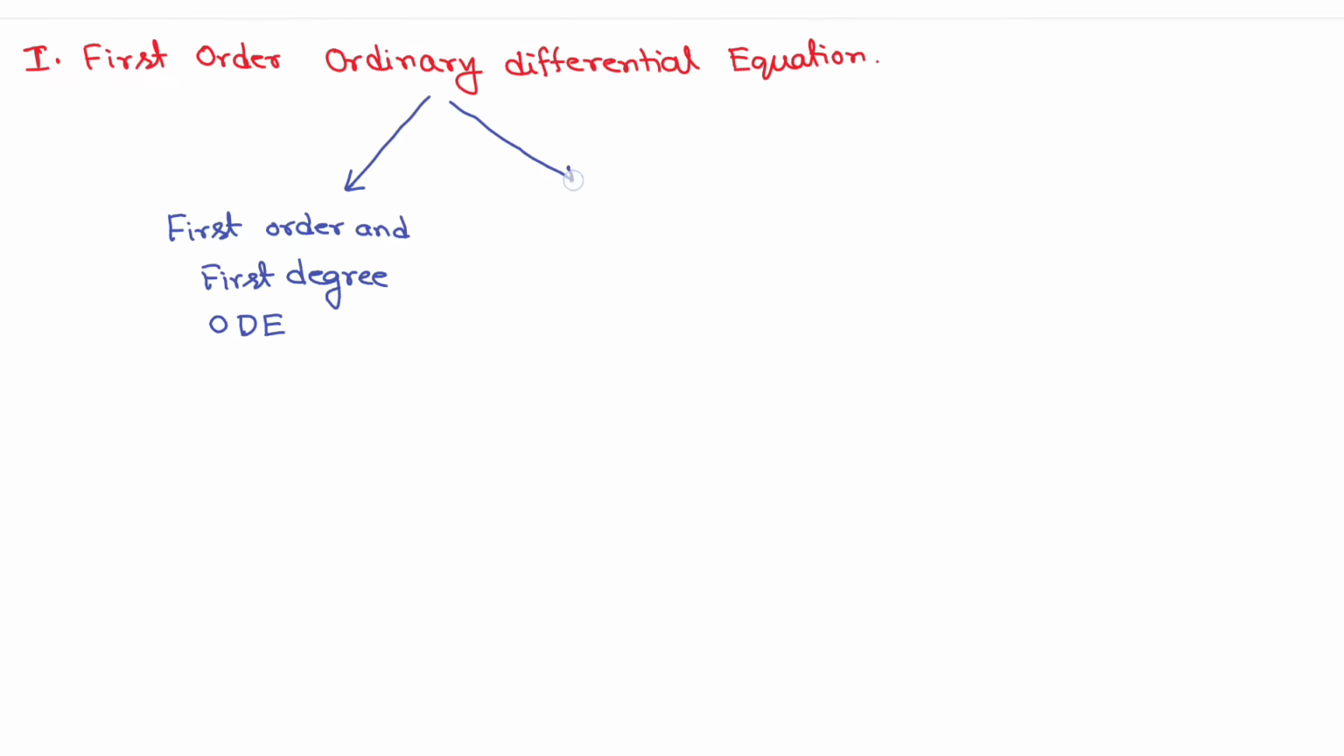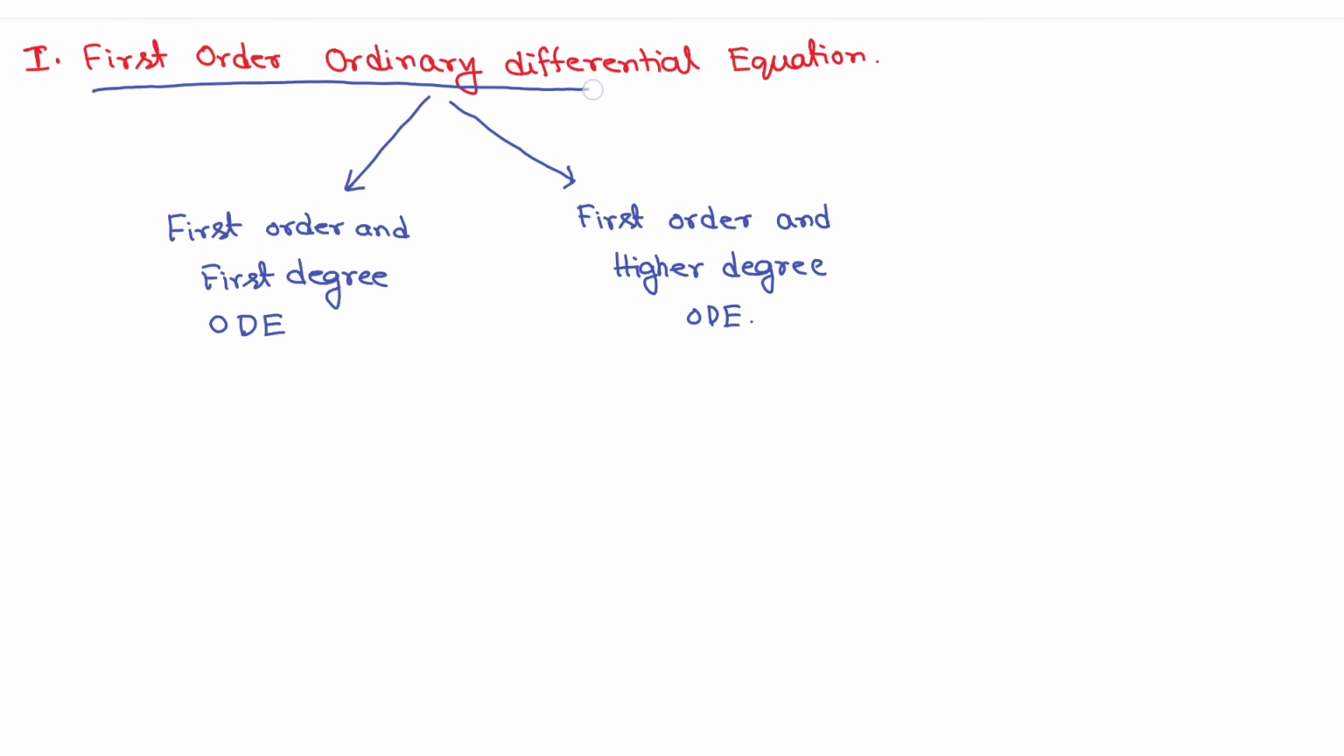The second one is first order and higher degree, higher meaning more than one, higher degree ordinary differential equation. Clear? So your syllabus first order ordinary differential equation is divided into two parts. First part is first order and first degree ordinary differential equation, and second part is first order and higher degree ordinary differential equation. You can see in your syllabus there are some unknown mathematical words.